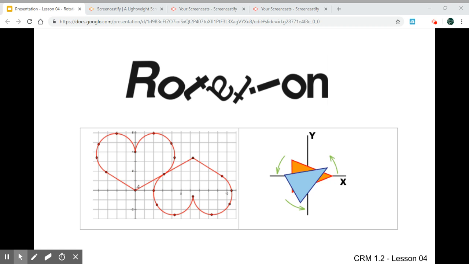It's more of a slide. You actually did a reflection. You are going to do rotations, which is just kind of like going around a point. Think about the wheels on the bus go round and round, because they're rotating. So that's what we're going to do today.